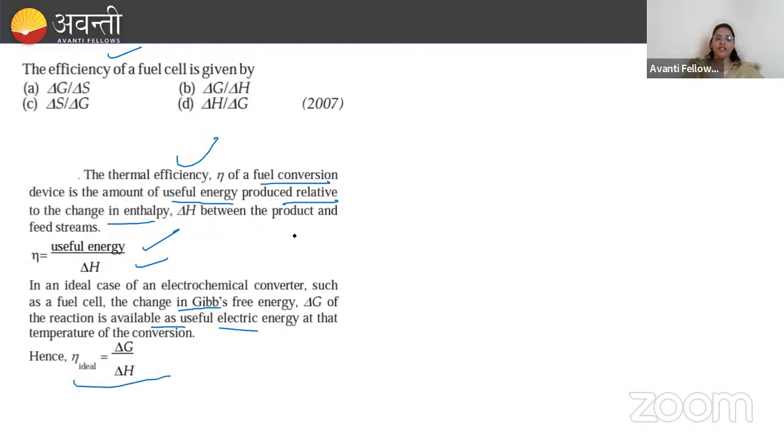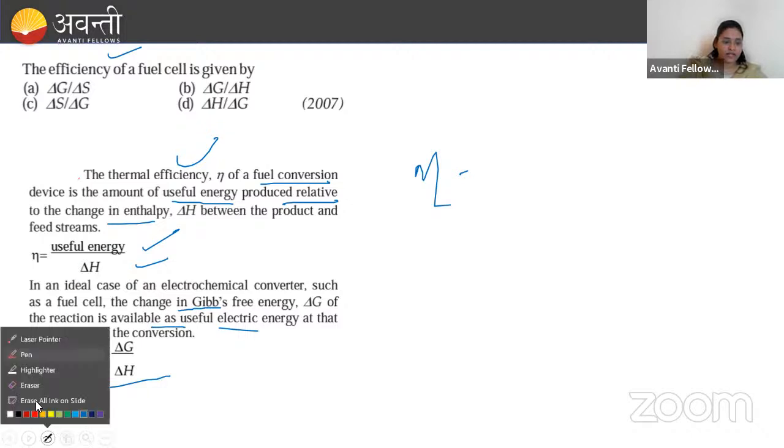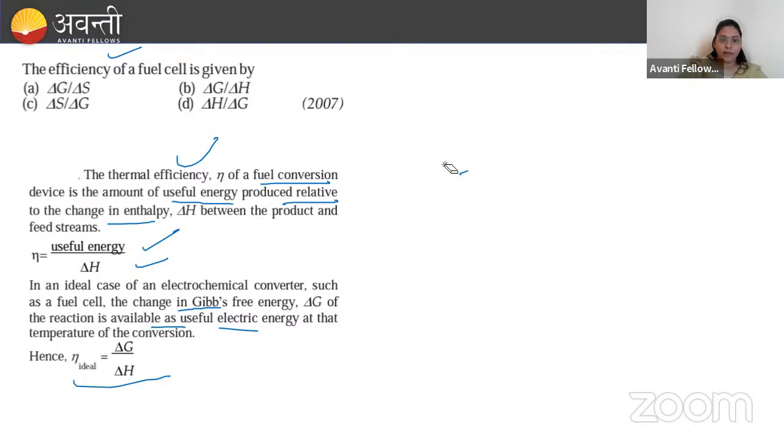That's why our efficiency eta will be equal to delta G upon delta H. So what will be our answer? Correct option is B. Any doubt in this? Efficiency कैसे निकालोगे? Useful energy divided by delta H. Next question.